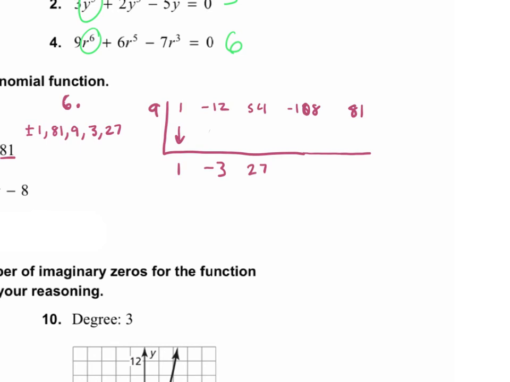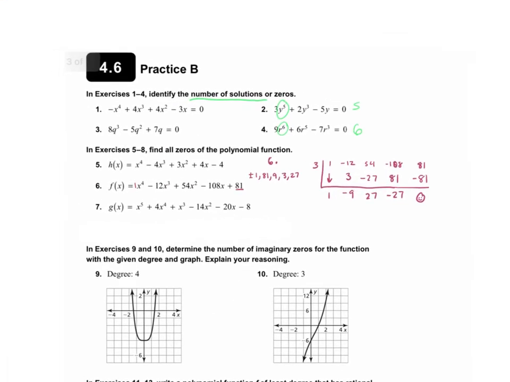All right, let's try 3. Multiply, add, multiply, add, multiply. What's 3 times 27? 81. 81 minus 108. Negative 27. And 3 times negative 27, negative 81. Oh, thank goodness it worked. So one of our solutions is x is equal to 3.